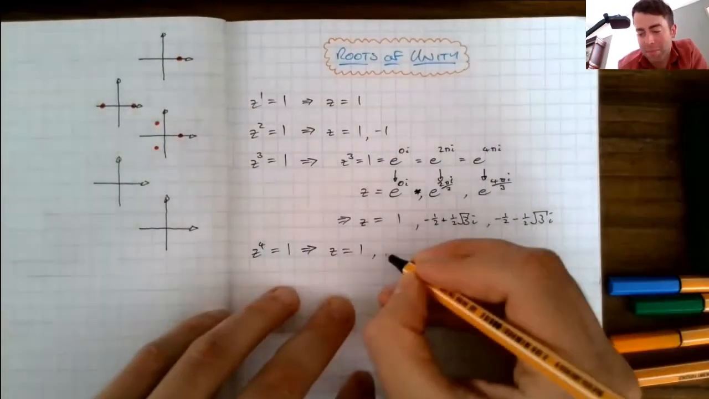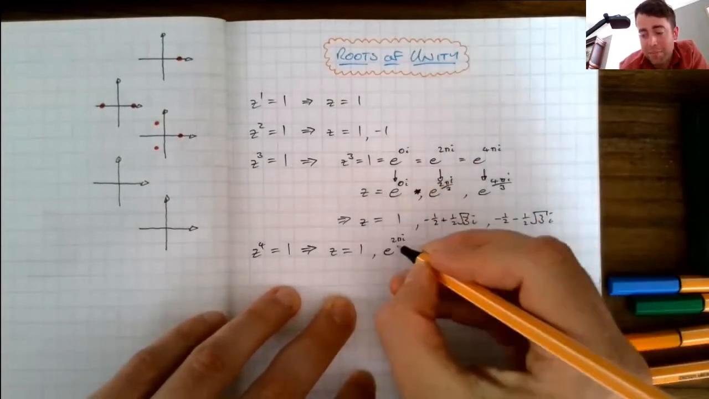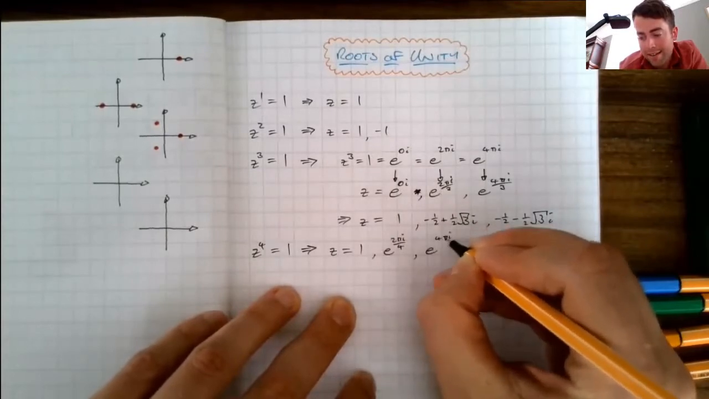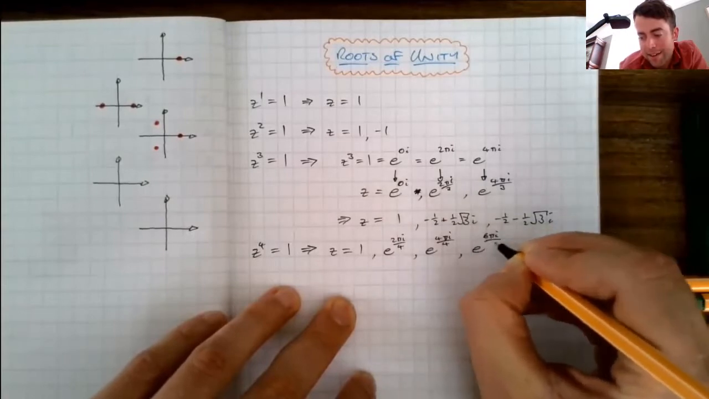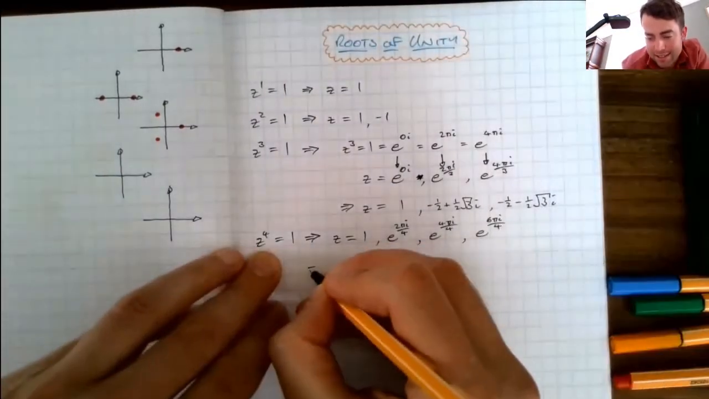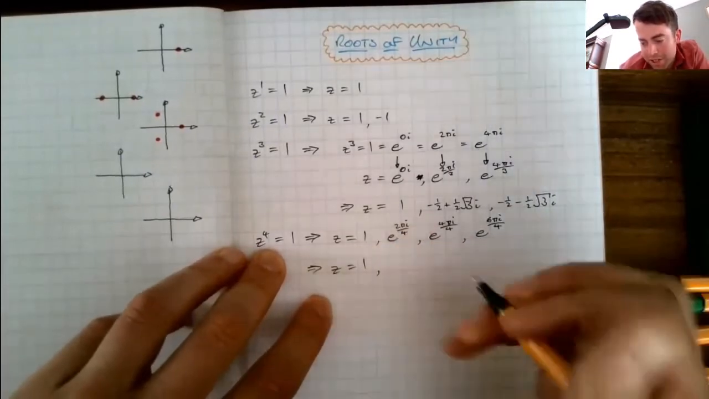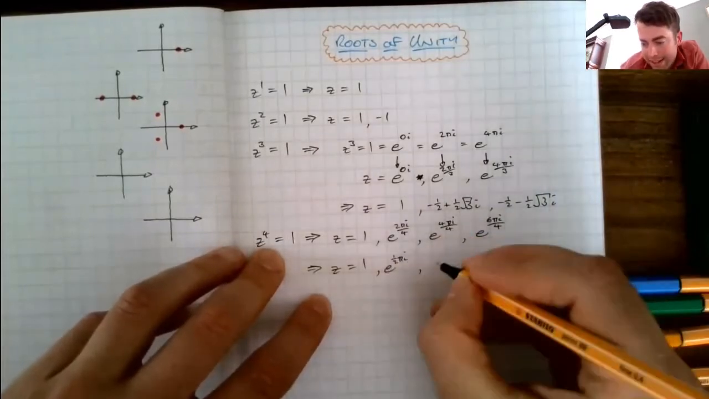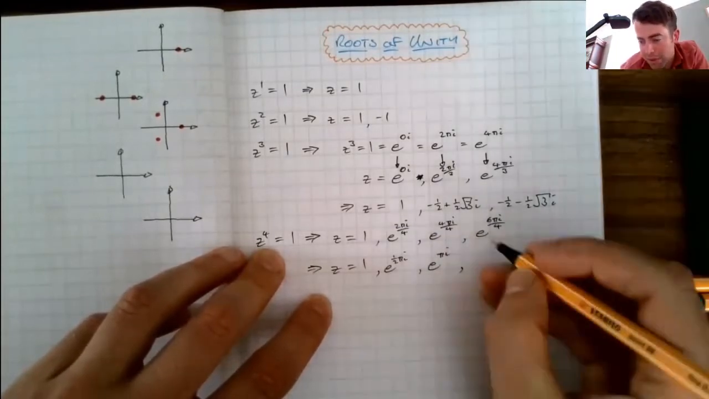The next solution is going to be e to the 2 pi i, coming from that one, but then divided by 4, e to the 4 pi i over 4, and e to the 6 pi i over 4. I'm going to simplify these fractions on the next line. So e to the 2 pi over 4, that's just half pi. This one's just pi. And this one's just 3/2 of pi.